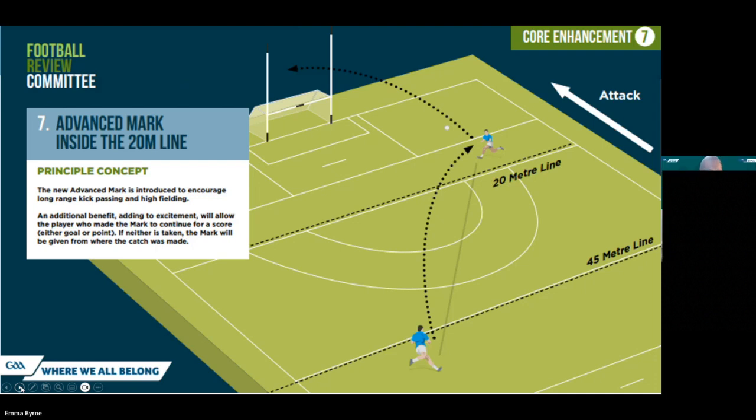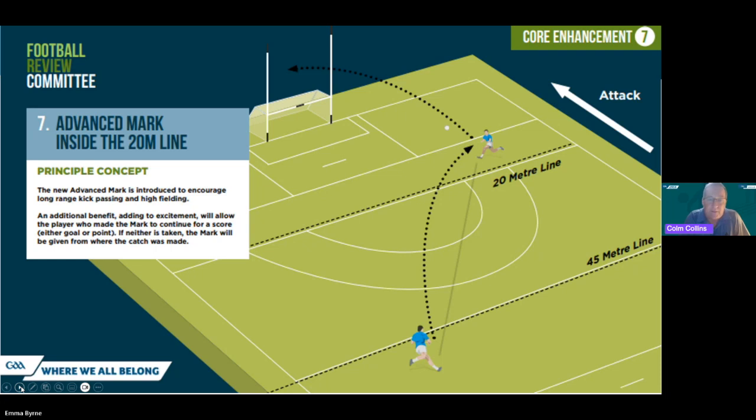Okay, I suppose the advanced mark was much maligned in the old rules. A lot of criticism of it, and to that end, we had a look at it, and we felt that in line with the instructions we were given, we could make it an attractive feature of the game. So the new advanced mark: the ball must be kicked outside the 45-metre line. It must be taken inside the 20-metre line.